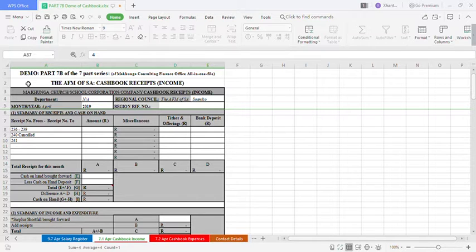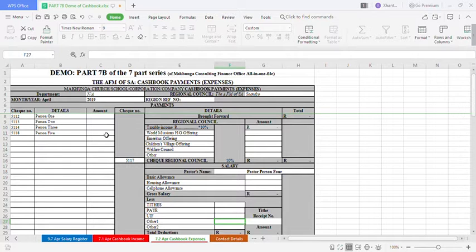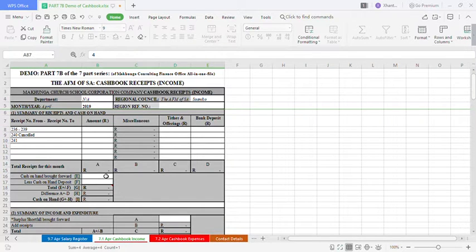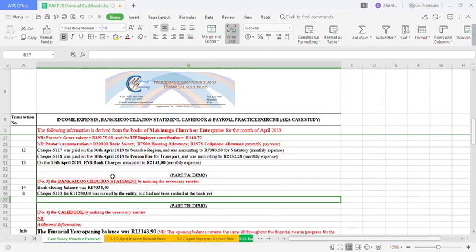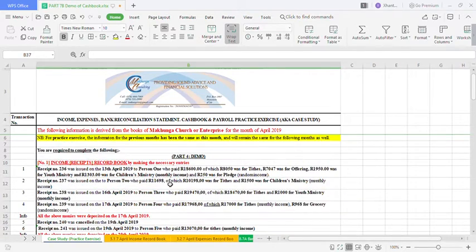Please note these three things. Number one, the AFM Cashbook consists of two sections: receipt or income section and the payments or expenses section. Note number two, as this is a demo, we'll do those parts that have an impact on balancing the cash book as per our case study. Let me show you our case study. This is our case study. We'll take all the information that we use on this case book from this.